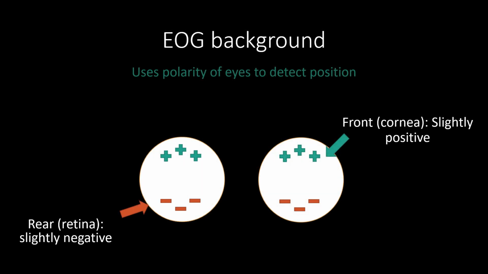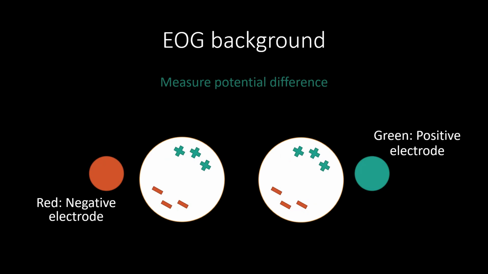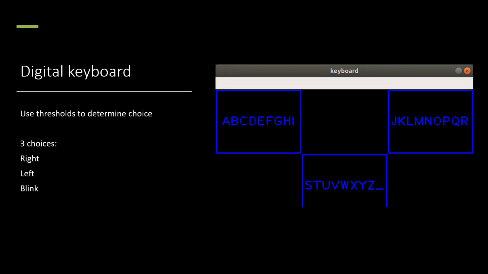The main concept of EOG is to use the polarity of the eyes to detect the eye position. The front of the eye, the cornea, is slightly positively charged, whereas the rear, the retina of the eye, is slightly negatively charged. So, if we place two electrodes near the eyes and the user looks to the right, the green electrode, in this case the positive electrode, will see a slight positive charge, whereas the red electrode, the negative electrode, will see a very slight negative charge. We can then measure the potential difference between these two electrodes to determine that the user is looking to the right.